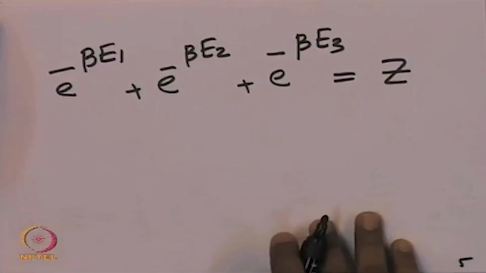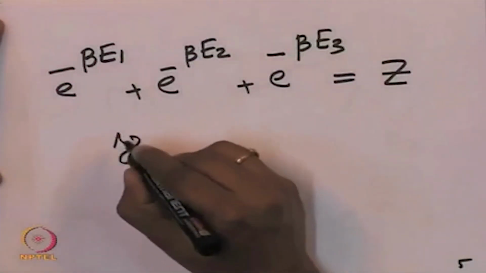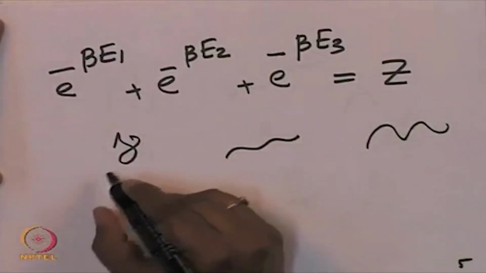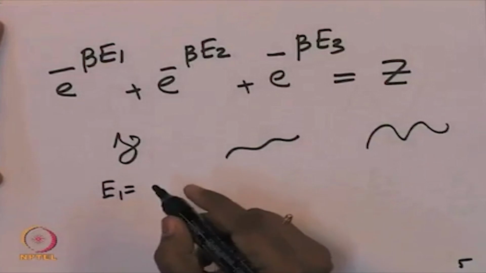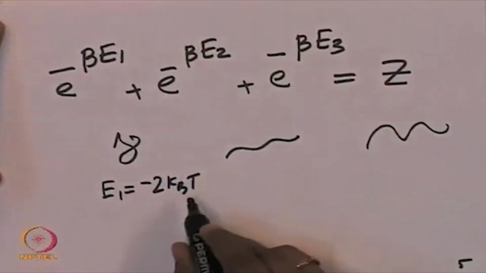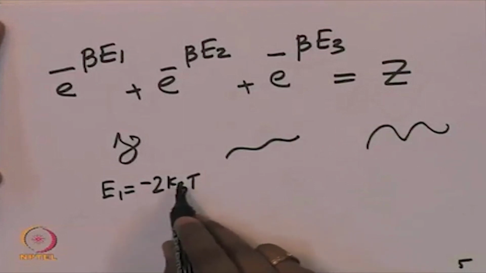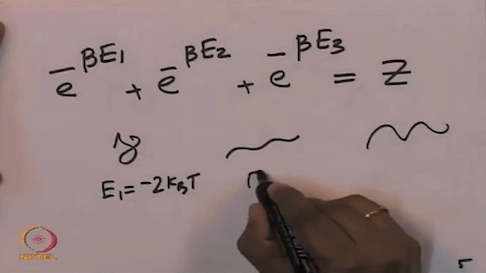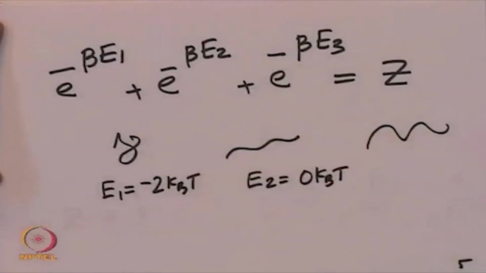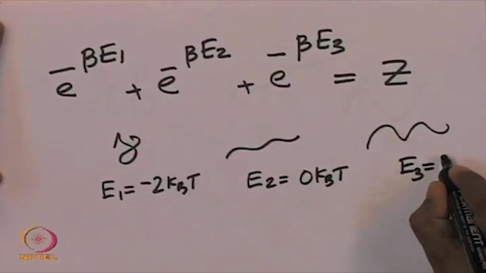Now, let us say there are 3 states for the protein. One is a state like this, one is a straight state, and one is a state like this. Let us say the energy of state 1 is minus 2 kBT. kBT is a unit of energy; 1 kBT is about 10 power minus 21 joule, and we can calculate this. Let us say E2 is 0 kBT, it does not cost anything to be like this, and E3 is 5 kBT.